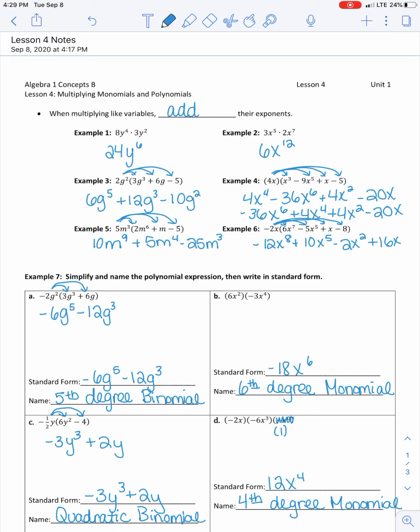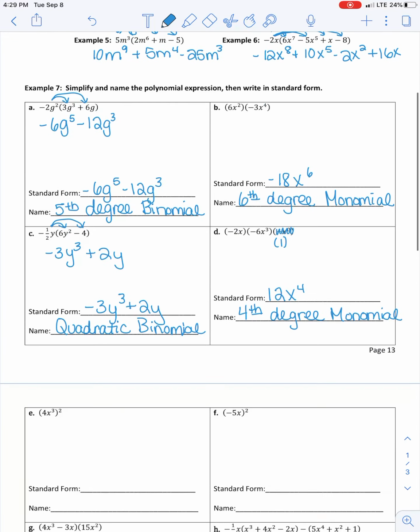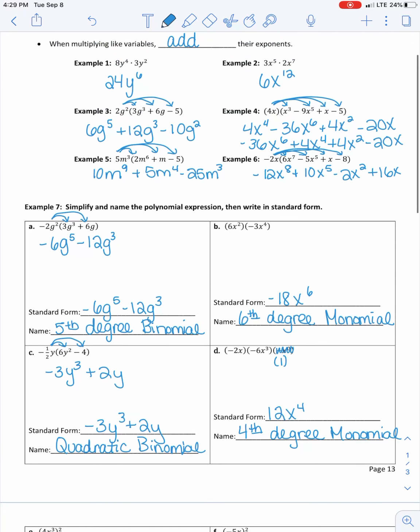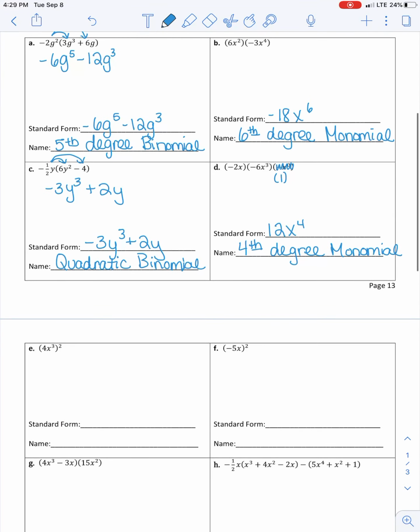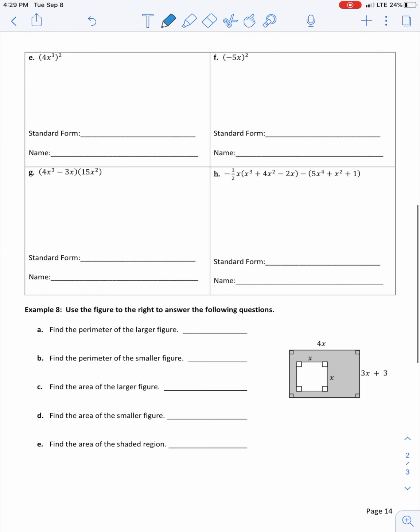We are going to be looking at Lesson 4 from Unit 1, multiplying monomials and polynomials. We completed page 13 in class, so we're going to move on to page 14 of notes, and we're going to do some more examples.